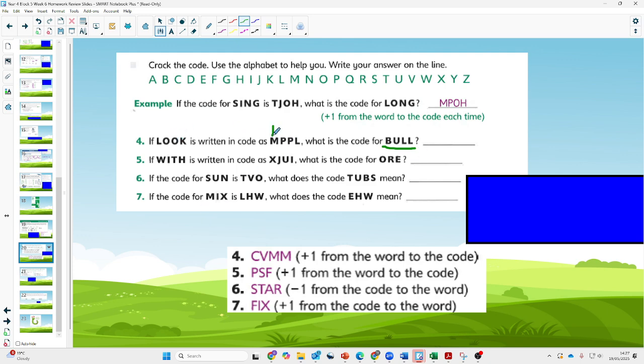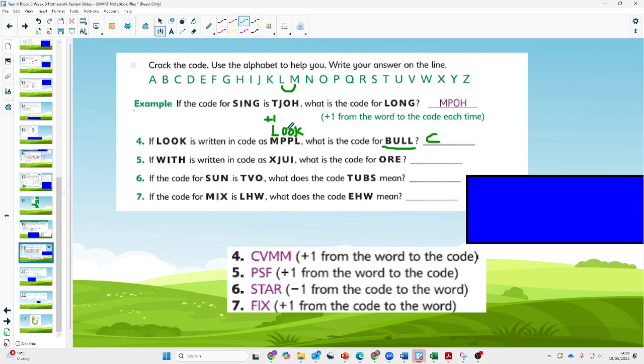I'm actually going to write the word look just above MPPL, just so it's clear about lining those letters up. So we're going to start by counting from L to M, and we can see we're plussing 1. So that means that the first thing we need to do with the B is plus 1, and we get C as our first letter.